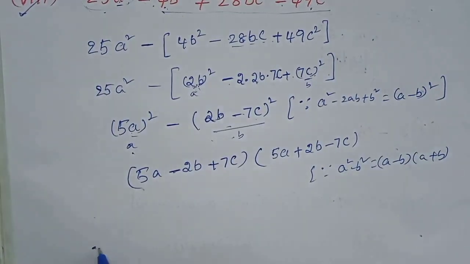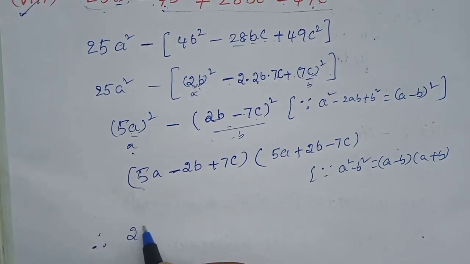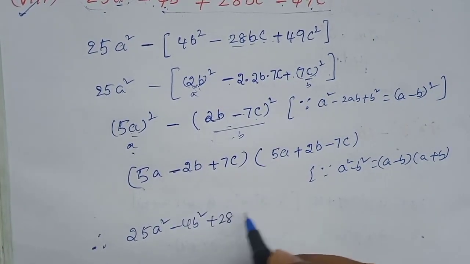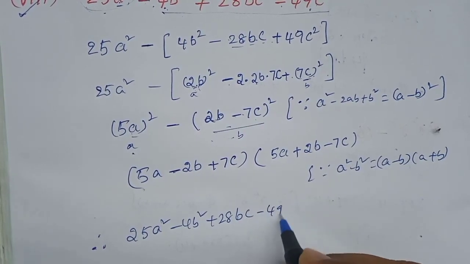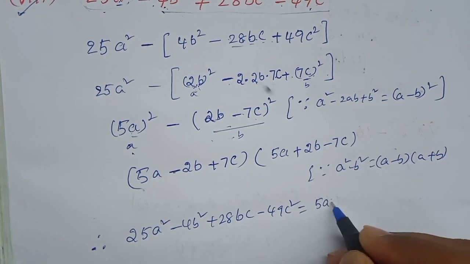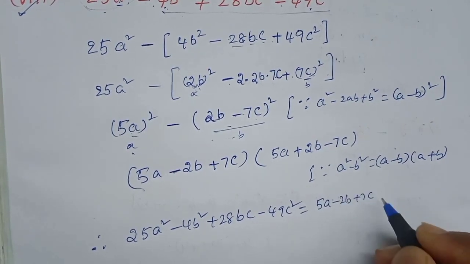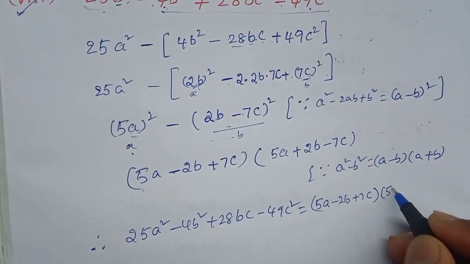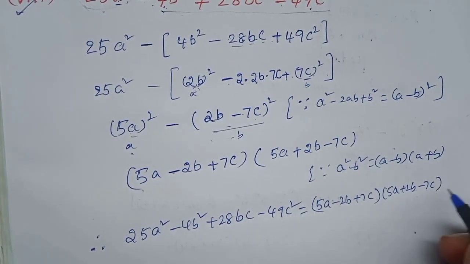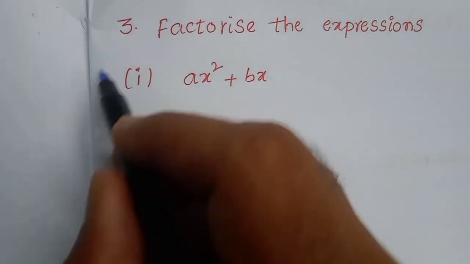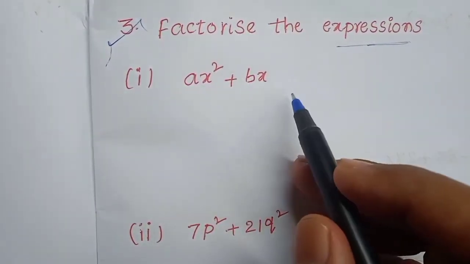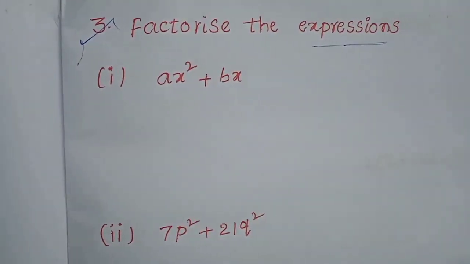So therefore this is 25a square minus 4b square plus 28bc minus 49c square is equal to 5a minus 2b plus 7c into 5a plus 2b minus 7c. See the question here. See, factorize the expressions. So here we have to factorize the given expressions.